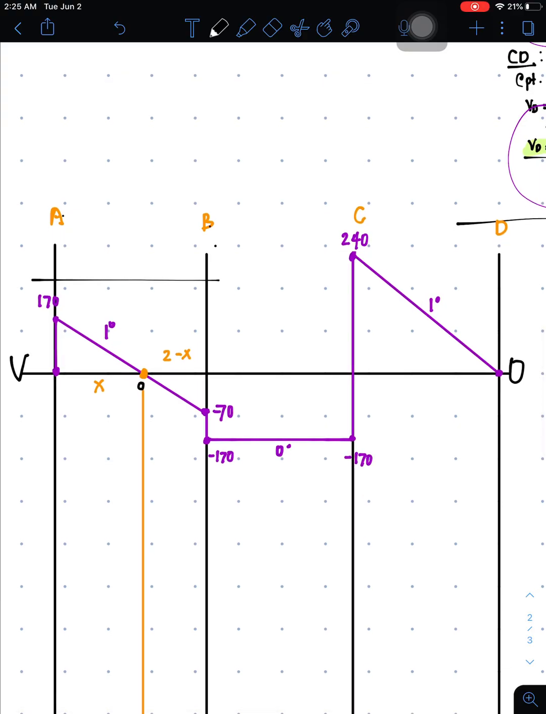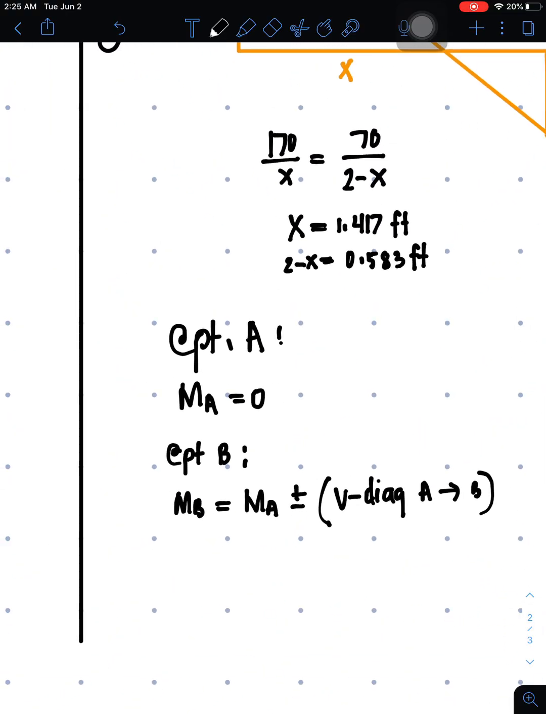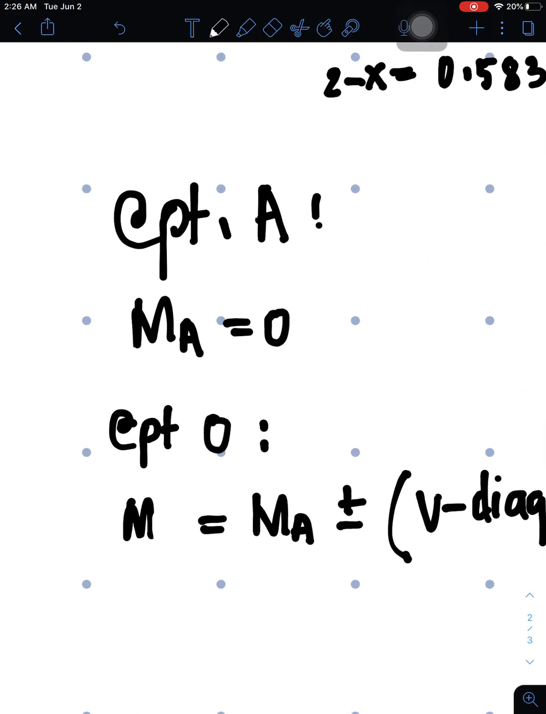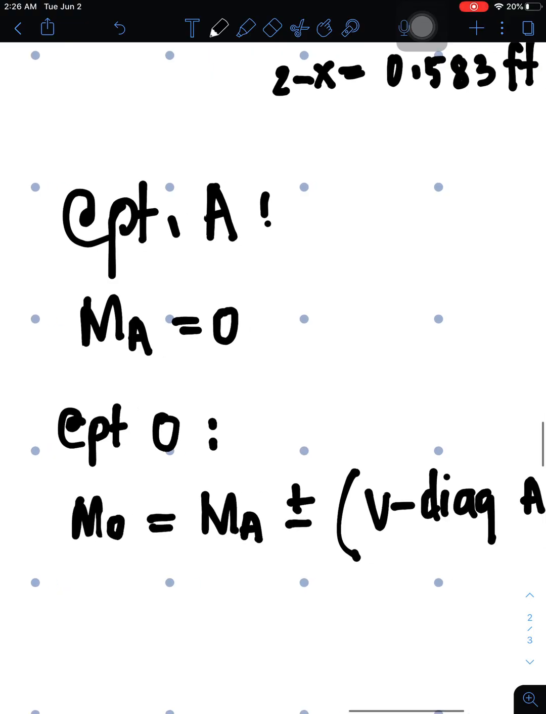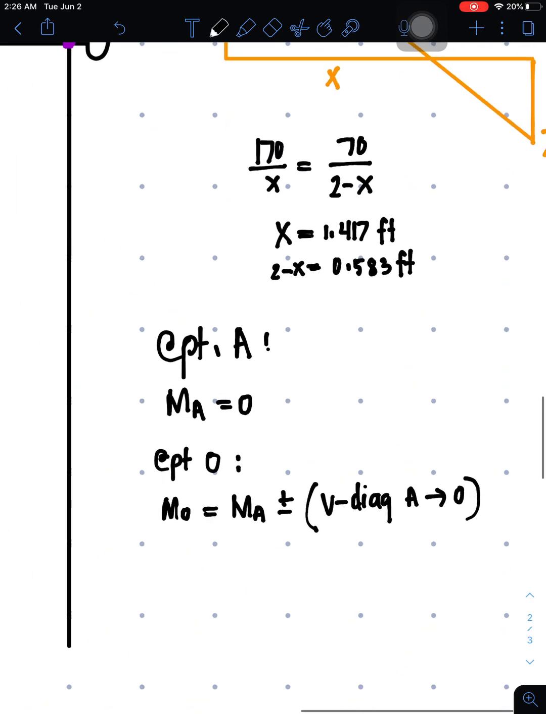From A to B, we have the earlier figure. Meaning, we won't go directly to point B, but rather to point O. So we go back to here, and instead of B, I will place here point O. And then that is MO, the moment diagram from A to point O.